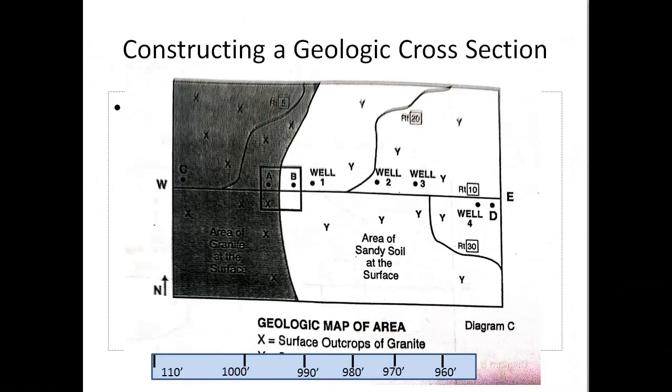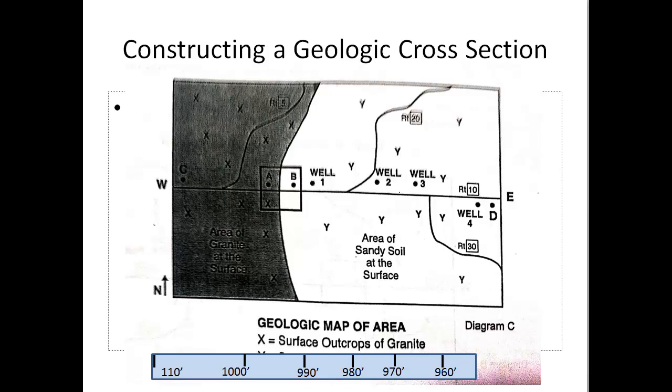Now, if we plot the surface distribution of granite and sandy soil on the map, we can construct a simple geologic map. This map will tell us the type and position of rock and soil at the surface. Now, to find out what's taking place below the surface, we'll need more data to construct a true geologic cross-section.